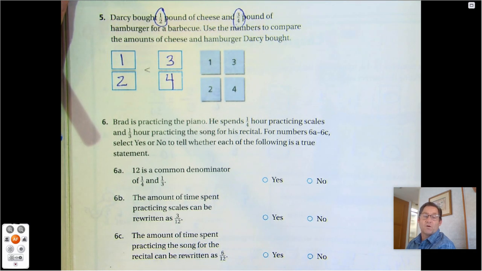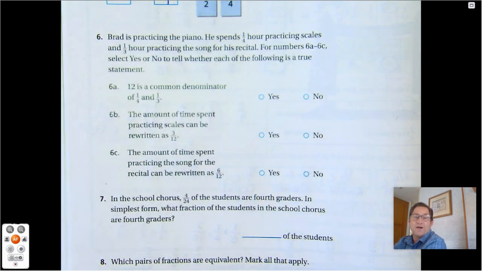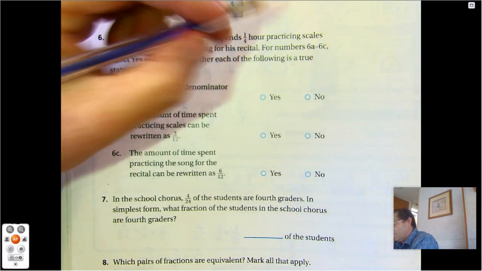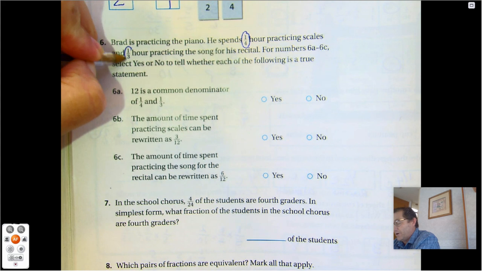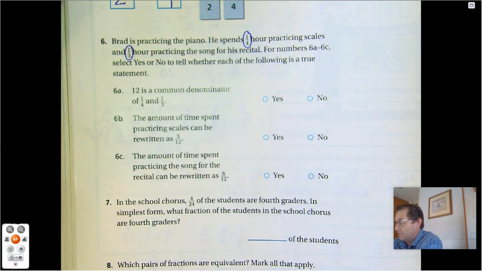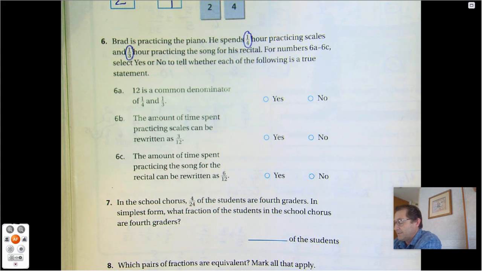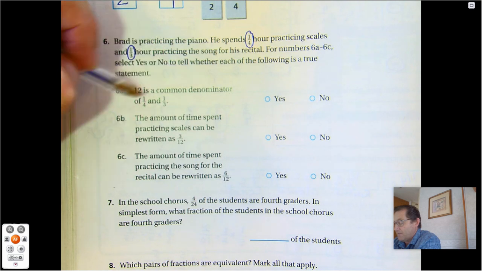All right. 6. Brad is practicing the piano. He spends 1/4 hour practicing scales, a third of an hour practicing the song for his recital. For numbers 6a through 6c, select yes or no to tell whether each of the following is a true statement. 12 is a common denominator of 1/4 and 1/3.